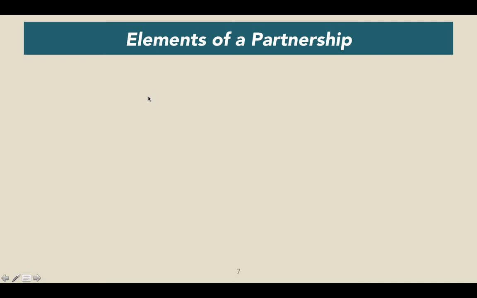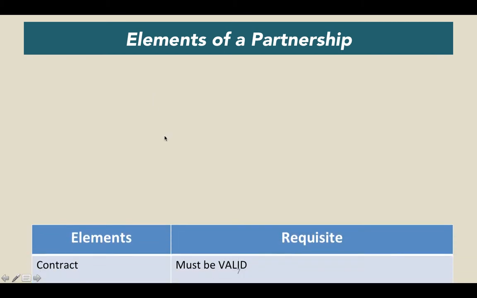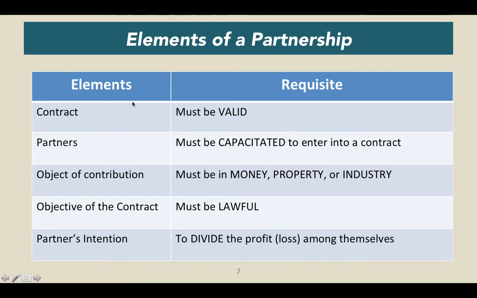So let us discuss the elements of a partnership. Basically, we have learned this. The partnership should have a contract, and the contract must be valid. Then the partners must be capable to enter into a contract, meaning they must be capacitated or eligible to enter into a contract. Then the object of contribution. Each partner has to make a contribution, and the contribution can be in the form of money, property, or industry, or a combination of all of these things.